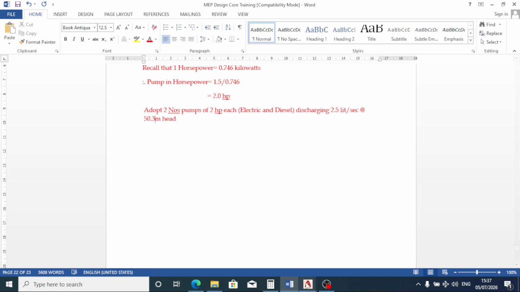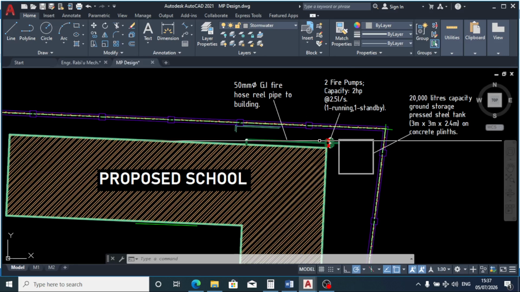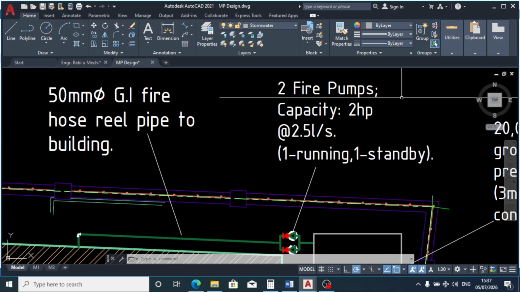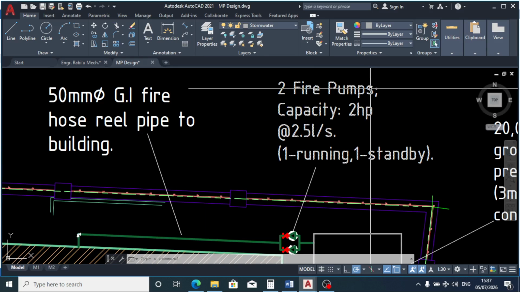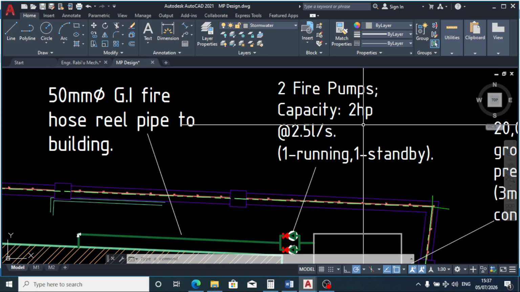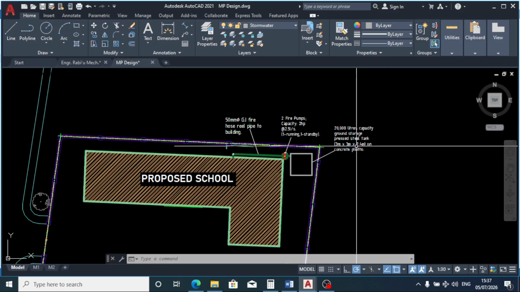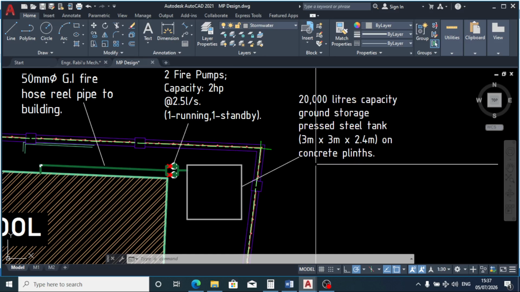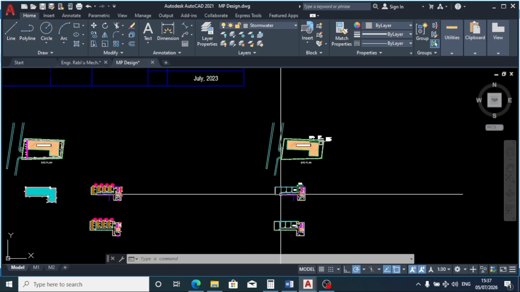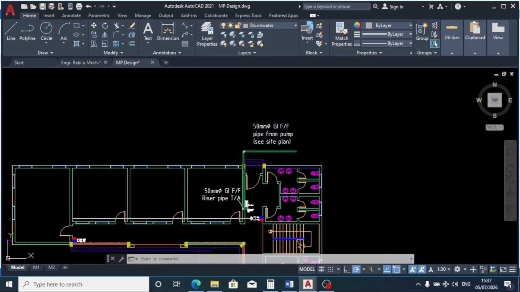So that's that. We can go back to our design now and effect these two fire pumps. Yes, 2 horsepower, one running, one standby. Okay. While for this, all right, I believe there is not much to be done.